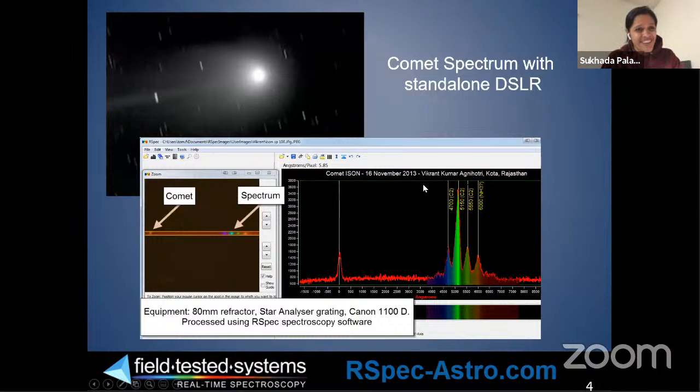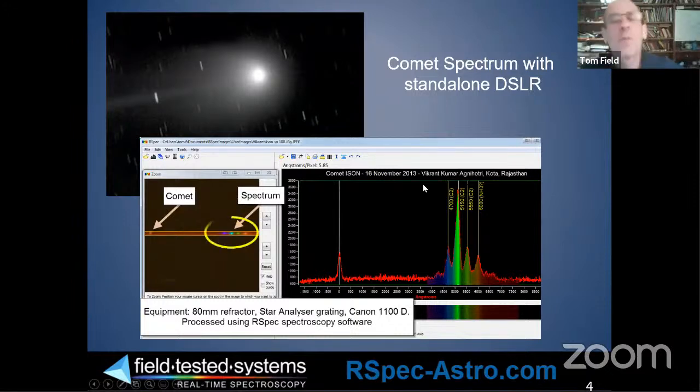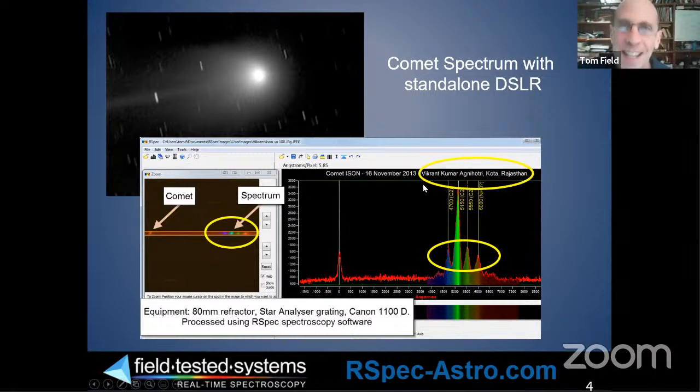Okay, good, thanks. So there's a spectrum of a comet. It's pretty in itself. And there you can see the intensity peaks, the Swan bands, those are carbon. Now, this is pretty cool. It's an extended object, but it's compact enough that we can still use a slitless, inexpensive grating like this. So this was captured by Vikram Agnihotri. He's a nuclear power plant engineer in Rajasthan in northwest India.